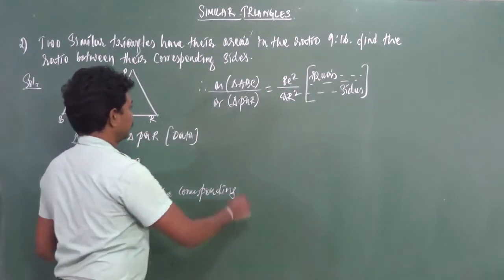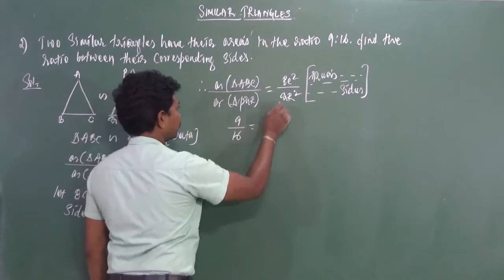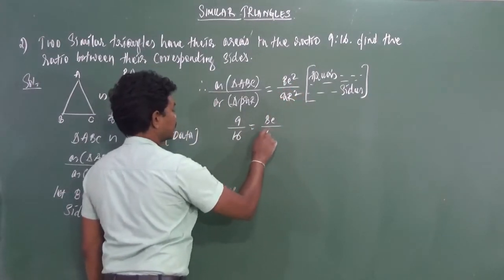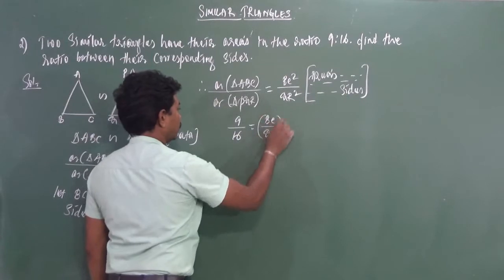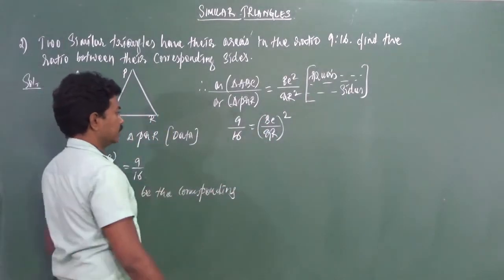Now, the ratio between the areas of two similar triangles is given as 9 by 16, that is 9 is to 16. So I will substitute: 9 by 16 is equal to BC square by QR square, which can be written as BC by QR whole square, according to the law of indices.